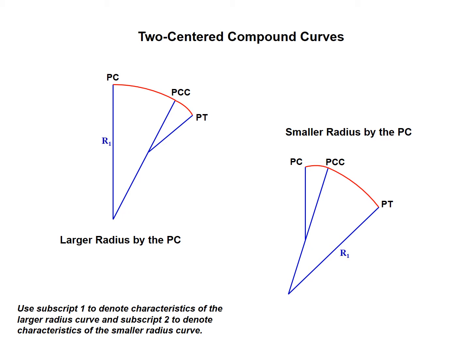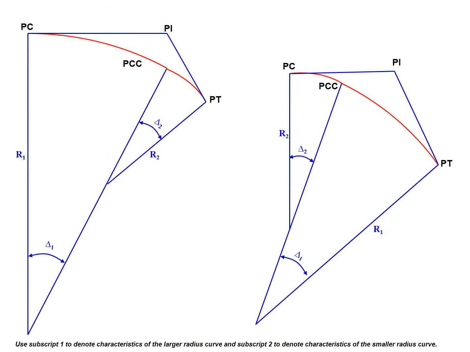So we have R1, and again, it doesn't matter which order the curves come in, we're looking for the larger radius, and R sub 2. We also have delta 1 and delta 2, denoting those angles for each of those respective curves. All right, zooming in a little bit so we can look at some more of these features for the curves.